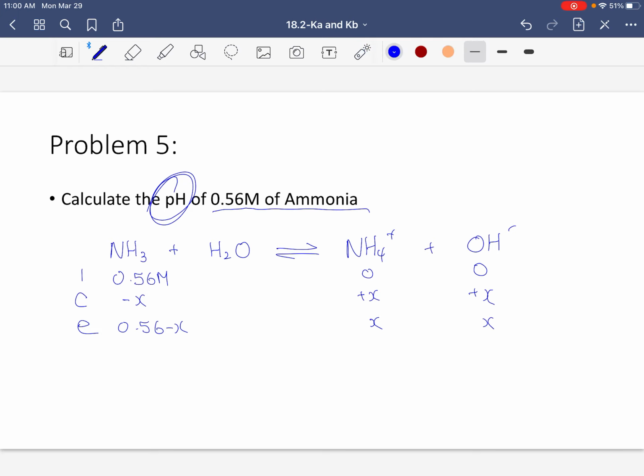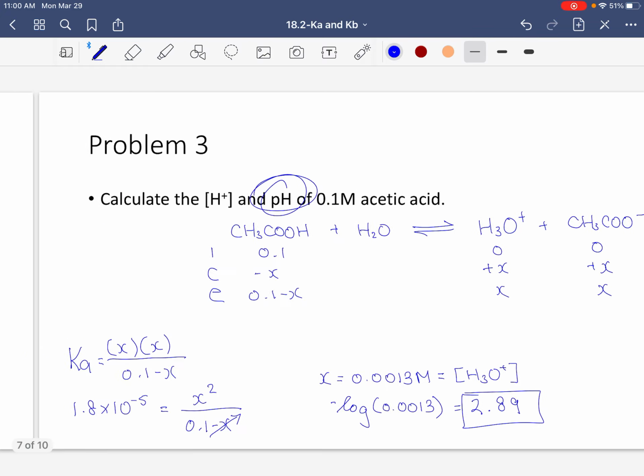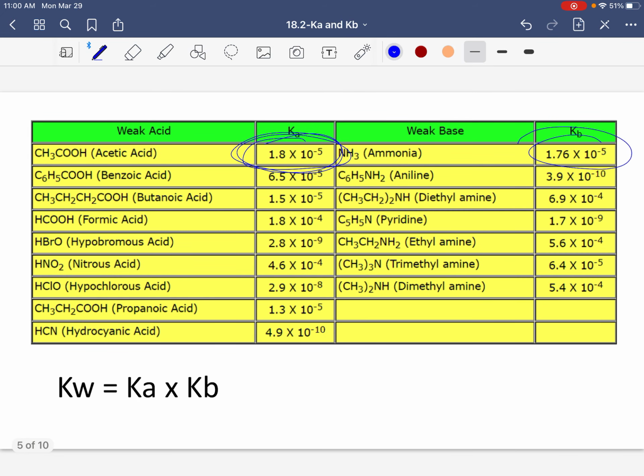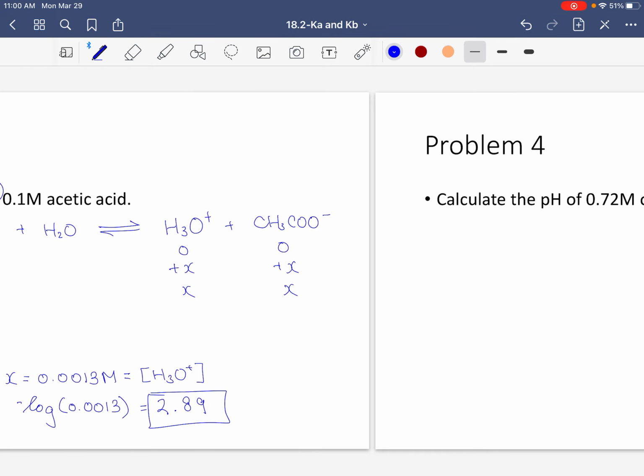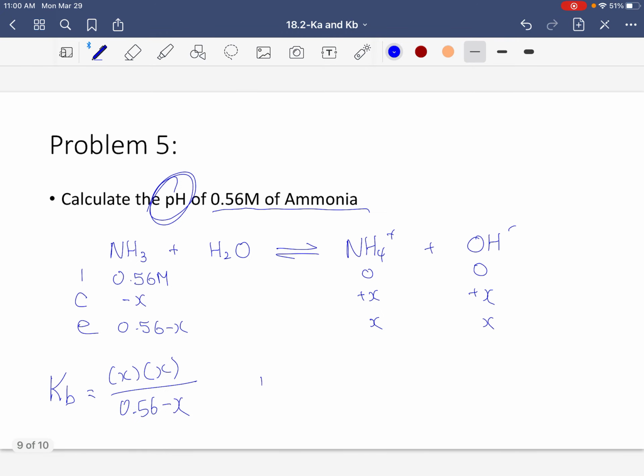All right. Since this is a base, you're not going to go find Ka, are ya? No, you're going to find Kb. So Kb is equal to x times x over 0.56 minus x. And let's take a look at what ammonia is. So ammonia is this number right here, 1.76. So 1.76 times 10 to the power of negative 5 is equal to x squared over 0.56 minus x.